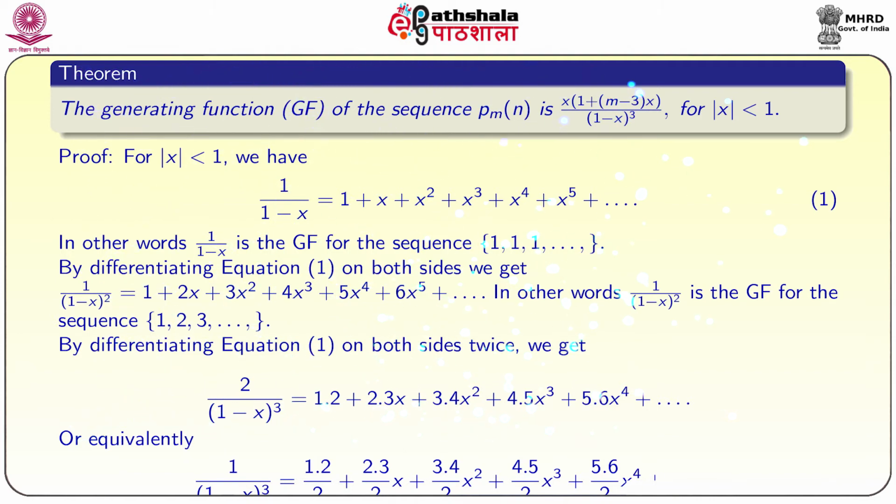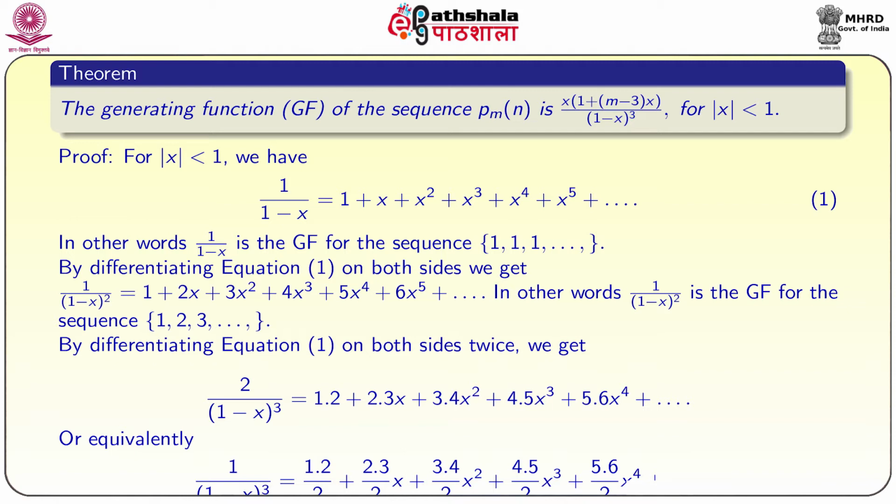X power n, the nth coefficient in this series. That means if you expand it, we will get a series, and in that series the x power n coefficient is P m of n. So that we have to show. We will prove it one by one. First, for mod x less than 1, we have 1 by 1 minus x equal to 1 plus x plus x square and so on. This is familiar to us.